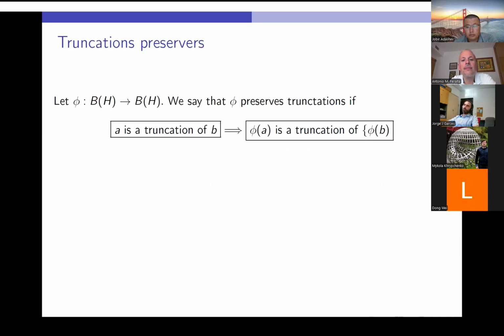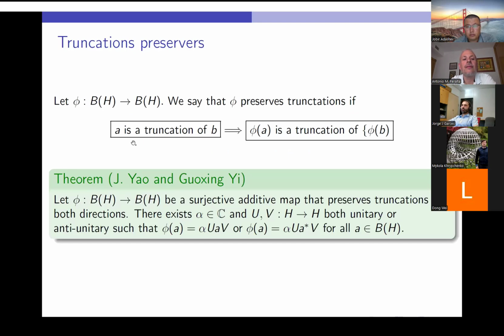Well, the problem these Chinese mathematicians study is additive maps that preserve truncations. Okay, so what they show is that they are essentially multiples of a surjective result. They actually study surjective additive maps that preserve truncations in both directions. That means that here you have an if and only if instead of just an implication.